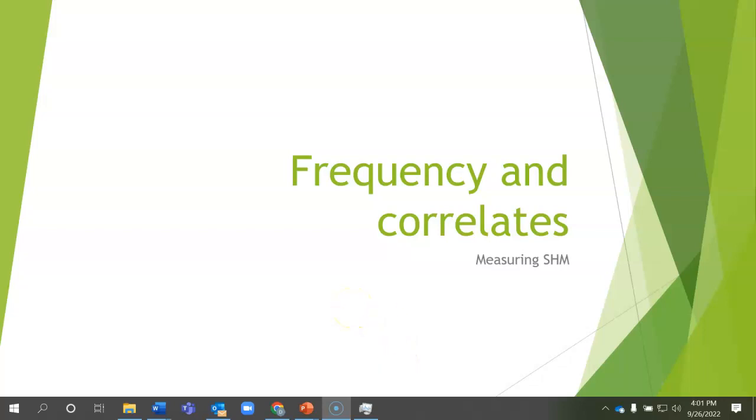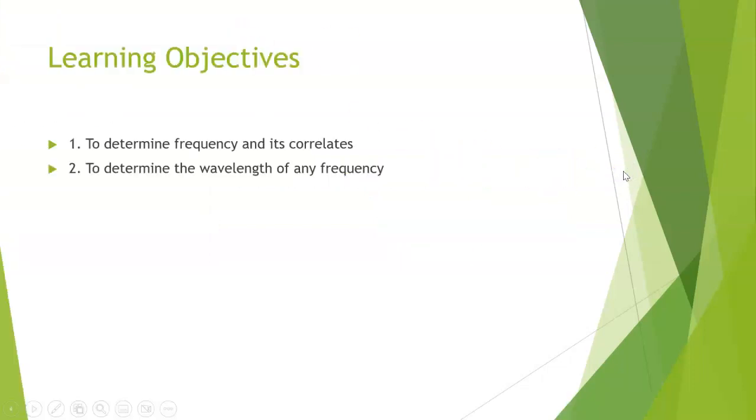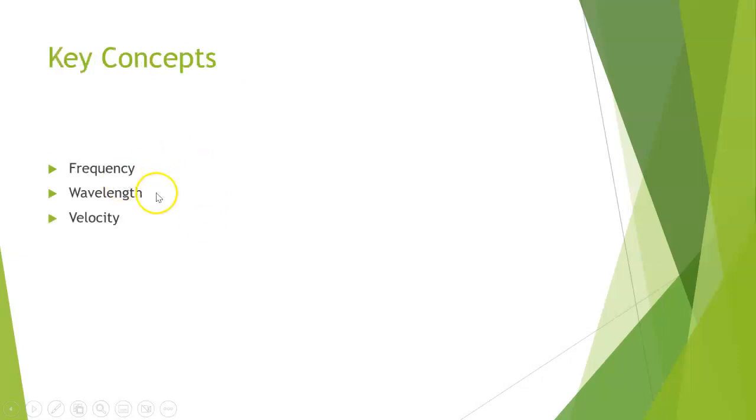I know this is a repeat of some of the things that we've talked about already, but I wanted to provide the rest of the information here for frequency and correlates to frequency, especially considering simple harmonic motion. So again, the learning objectives are to determine frequency and its correlates and to be able to measure the wavelength of any frequency. The key concepts today are frequency, wavelength, and velocity.